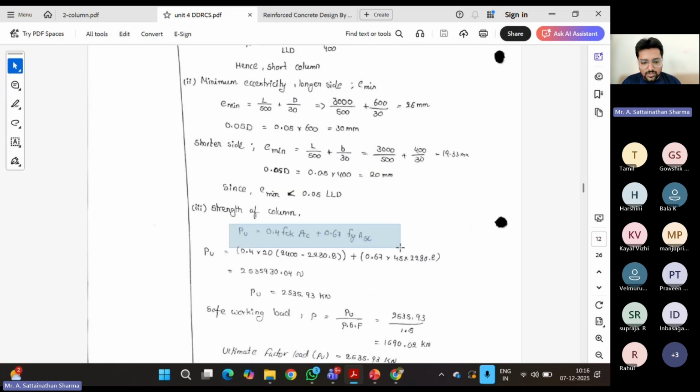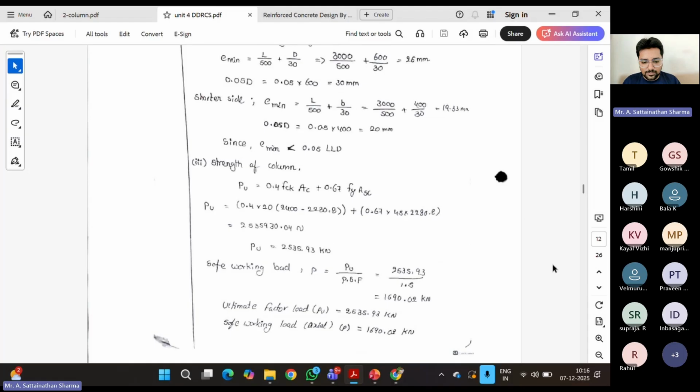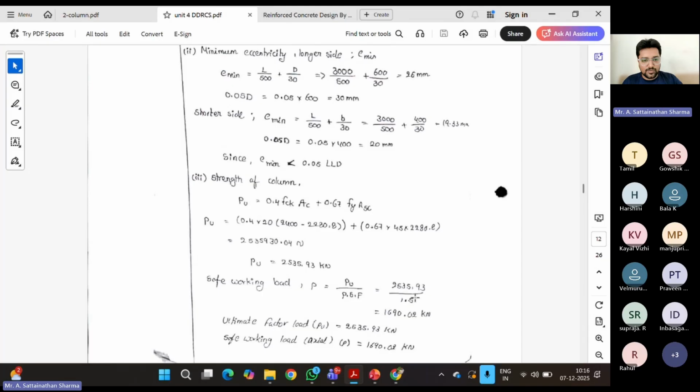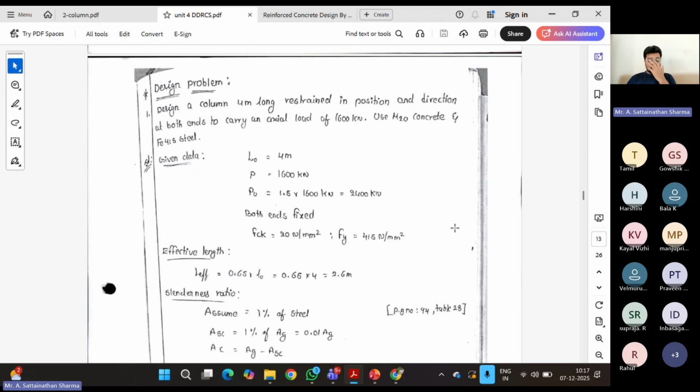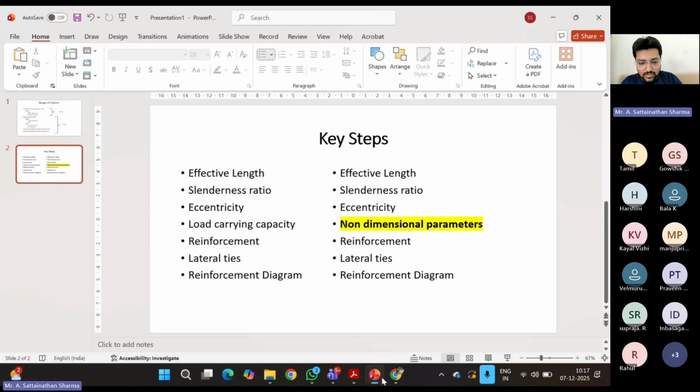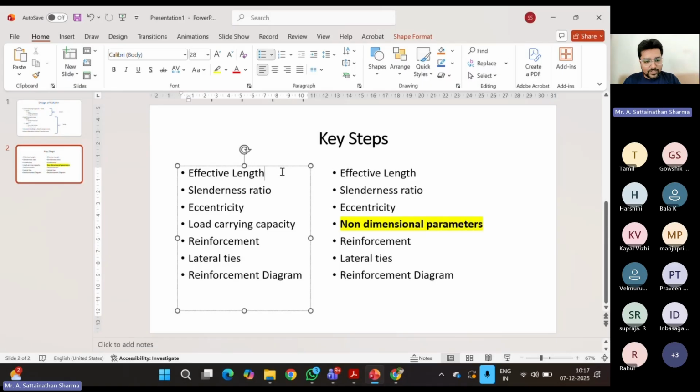So Pu equals 0.4 fck Ac plus 0.67 fy Asc. Substitute all the data, you will get the strength of the column. Very simple. If they are asking for the working load, divide by the factor of safety. That's all. So this is all about the analysis part. Moving on with the design part. I hope whatever steps I have given here have been followed. You have calculated the effective length, the slenderness ratio, you have checked the eccentricity, and the load carrying capacity. That's all.